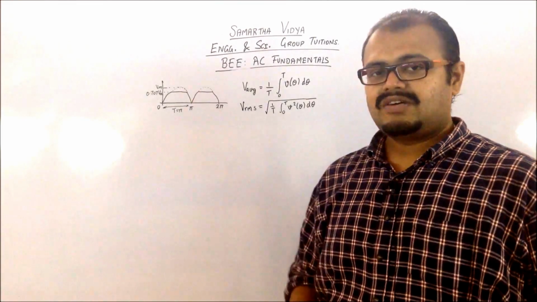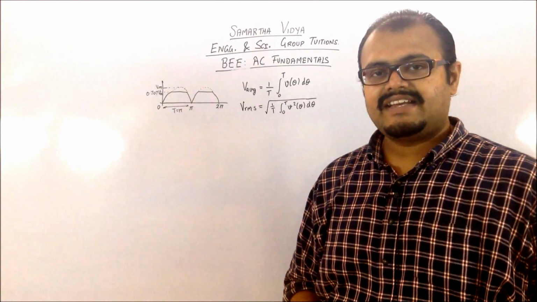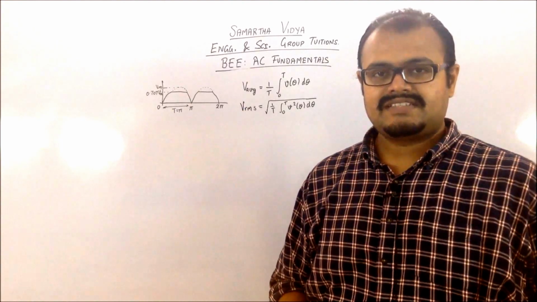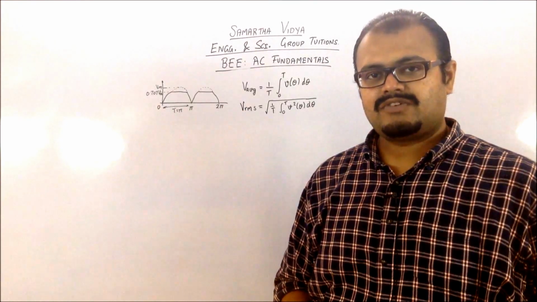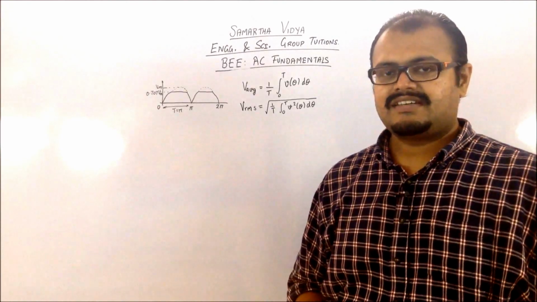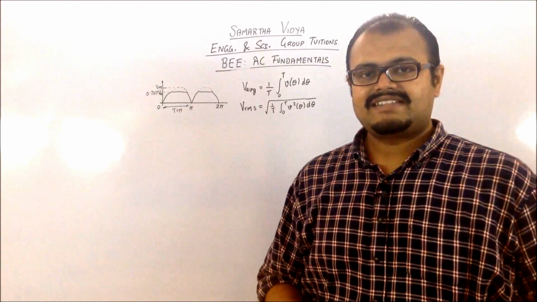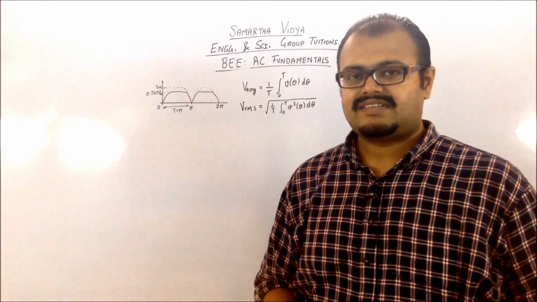And since it does not have any negative value, your average value will be calculated as per the time period only. You won't be taking half of the time period while calculating the average value in this case. So let us go and check the formulas which are related to your average value and the RMS value.